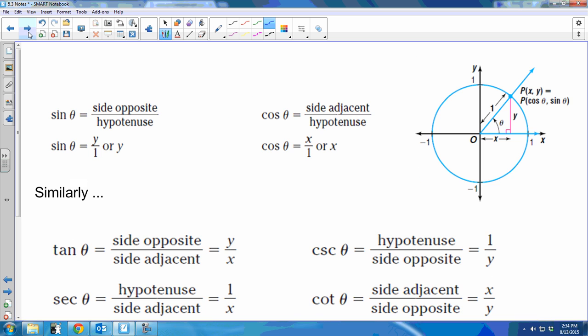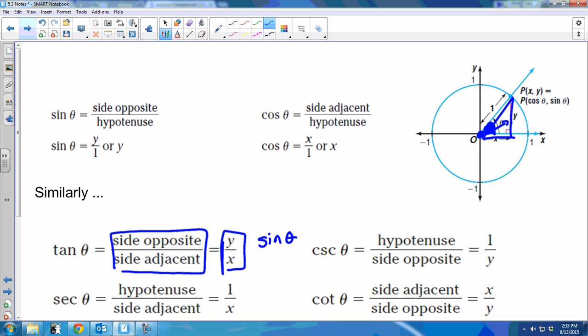So, if you look up here at the circle, we're looking at this angle right here. Tangent is opposite over adjacent. Well, it just so happens then that opposite is y and adjacent is x, and so you get y over x. If it helps you to remember, you can also think of it as sine over cosine. Okay, that might be a way to help you remember. So cosine is x and sine is y and tangent is sine over cosine.